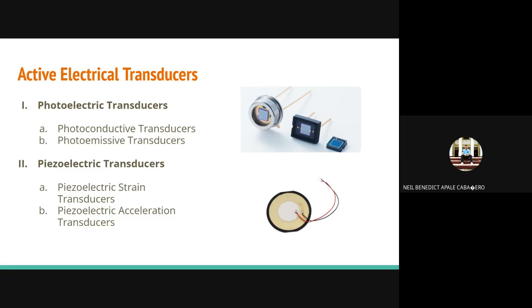The pictures are generalized, so those three transducers beside it are the different types of photoelectric transducers. The second type is the photoemissive transducer. The principle of working of a photoemissive transducer is based on the emission of electrons when the transducer is exposed to sunlight. Basically, from the word emissive, it emits electrons when exposed to light.